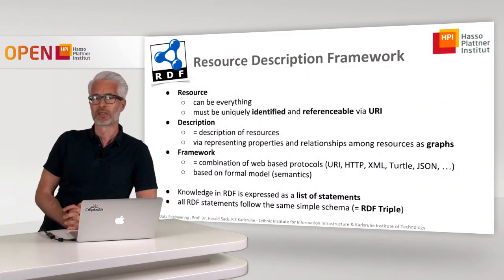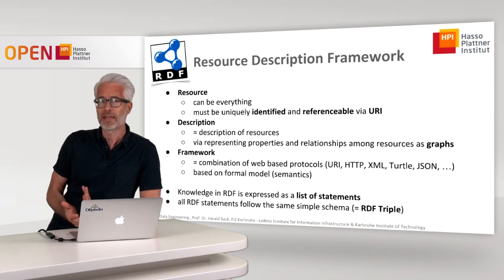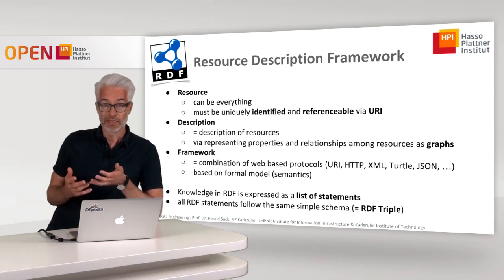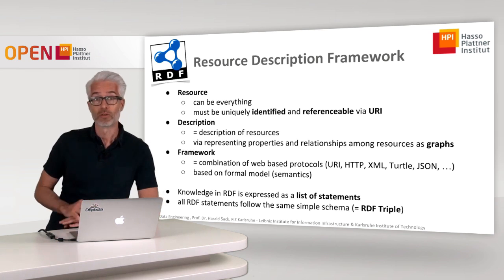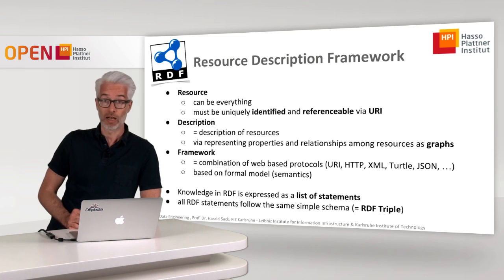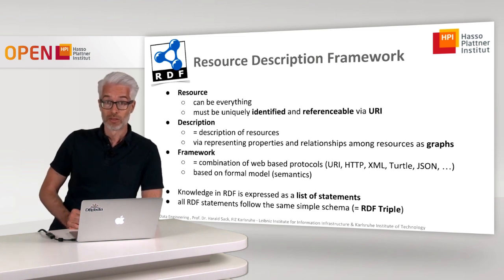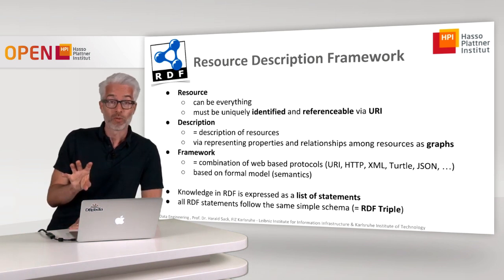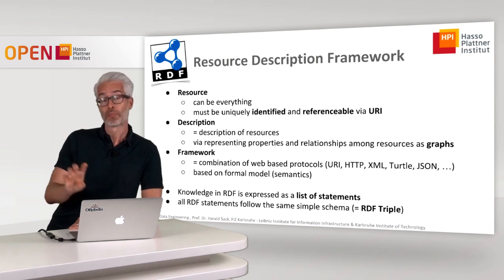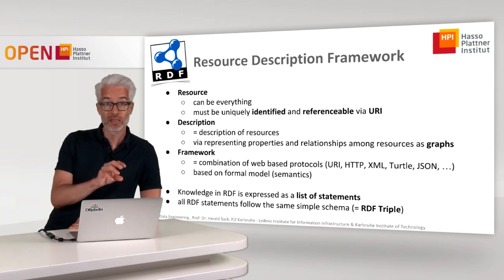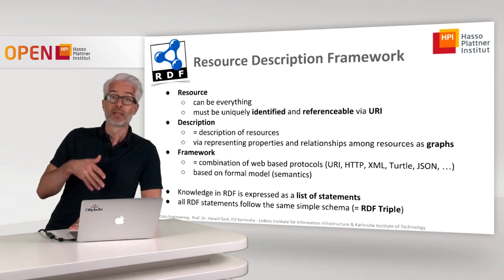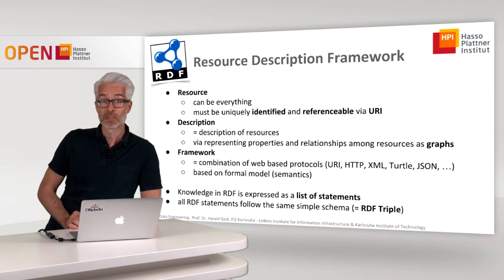What is a resource in that sense? A resource can be anything which can be uniquely identified and is referenceable with the help of a URI. Or if you look at it in an international context, then it's an IRI, an internationalized resource identifier. That's the resource. Then we have the description, which means with RDF you describe your resources, and you do this usually with the help of properties and relationships between these resources, and they are represented as a kind of graph.